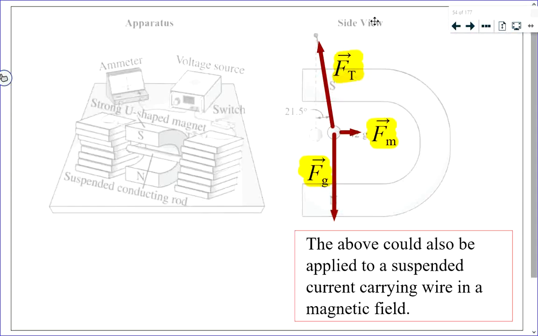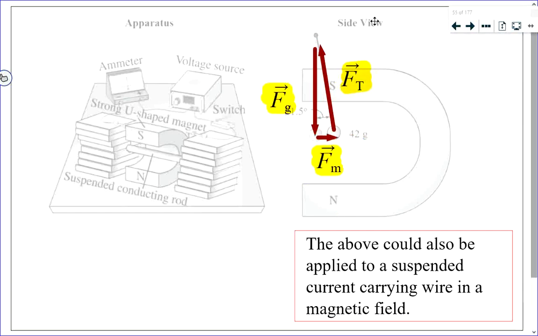Let me just fade things out a little bit for you here. The tension is in the direction of the wire that's suspending that solid conductor. The magnetic force is to the right side of the page in that diagram. The force of gravity is down. So again, what you can do is you can draw these three tip to tail, and then knowing the mass, you can find the force due to gravity. Then you can use the angle that's given along with the force of gravity to find the magnetic force.